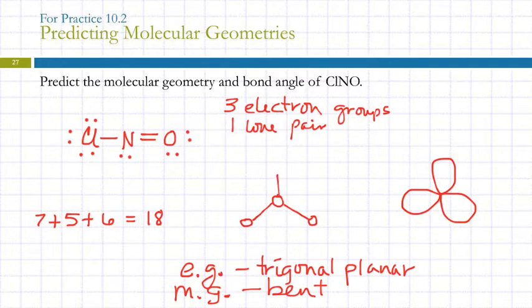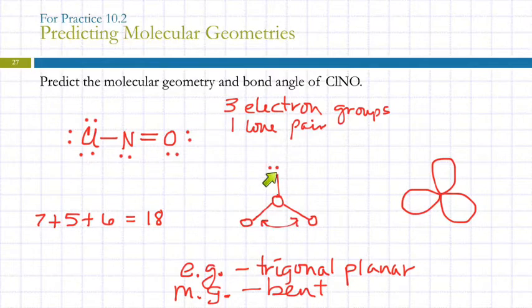Now that the lone pair is here, we're also supposed to predict the bond angle. We predict bond angles between atoms. We're not going to predict the angle between a lone pair and an atom. So we're trying to predict this angle.